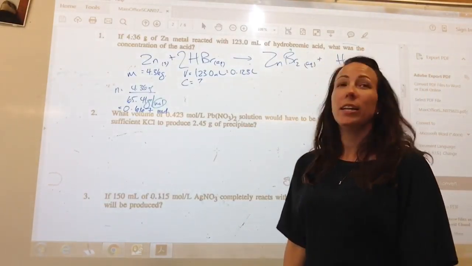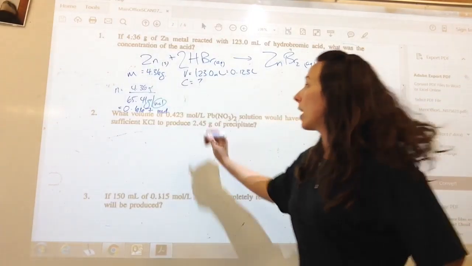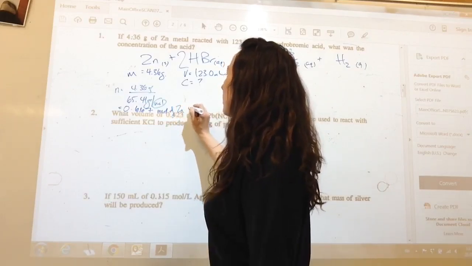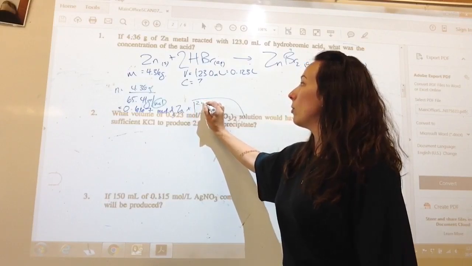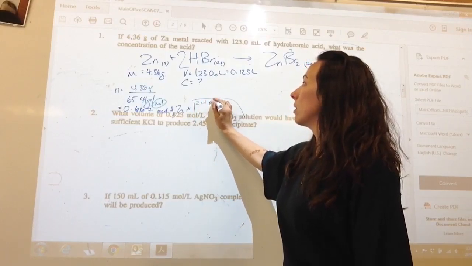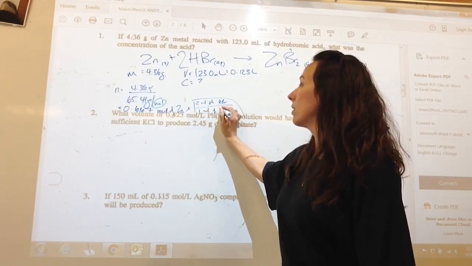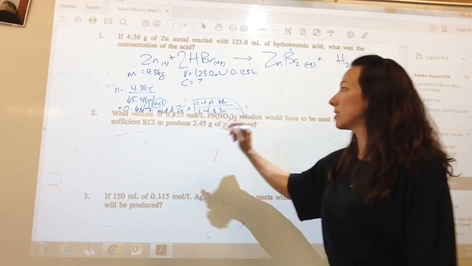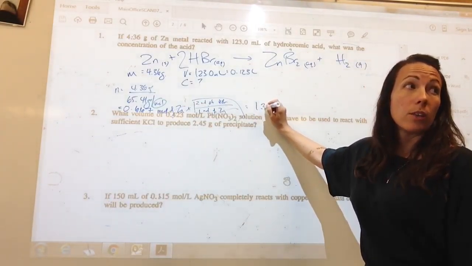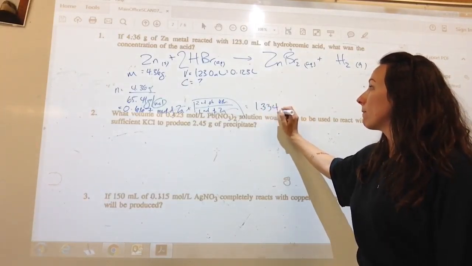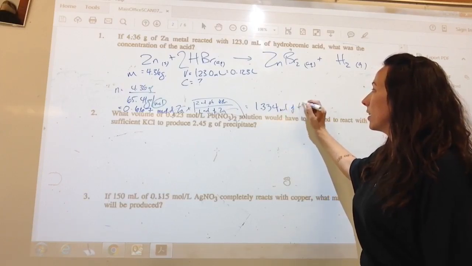Okay. Now, that's moles of zinc, I need to convert it into moles of my acid, so I'm going to do that by multiplying zinc by my mole ratio, right? The mole ratio is 2 moles of HBr for every 1 mole of zinc that reacts. The moles of zinc cancel out, and I'm left with 1.334 moles of HBr.